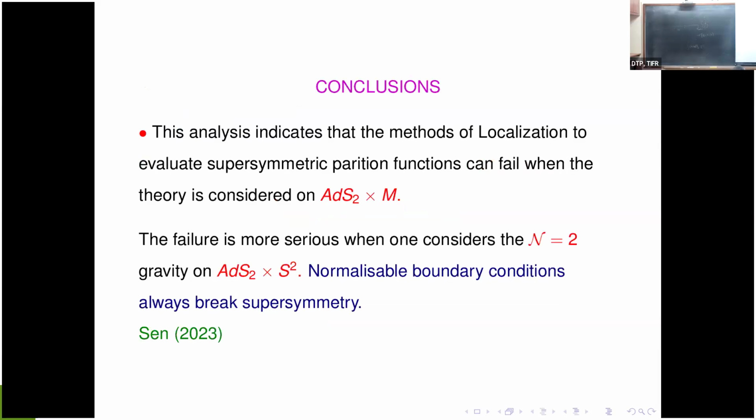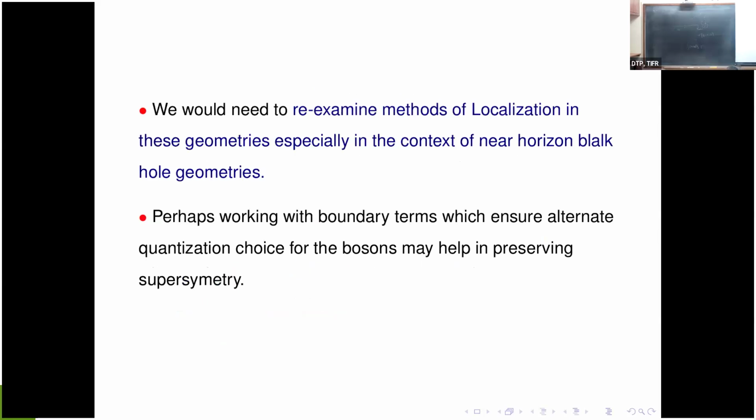So let me just conclude and we can discuss. This analysis indicates that the methods of localization can fail when the theory is considered on AdS2 spaces. The failure is more serious, as we were discussing, in AdS2 times S2, where these conditions always break supersymmetry. In fact, the N equals 2 gravity multiplet is what you looked at, I think, in that case. We should re-examine these localization methods in these near horizon geometries, and perhaps working with a certain class of boundary terms to ensure that we choose the correct boundary conditions for bosons might help.